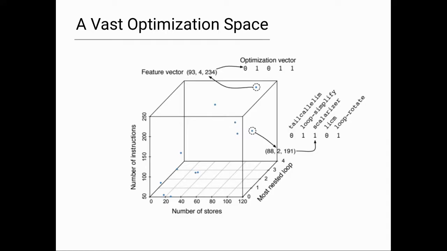In this image, you can see a three-dimensional feature space formed by the number of stores, number of instructions, and the depth level of the innermost natural loop in the program. The elements of the vector are determined by the applied optimizations, as we can see in the circled points.